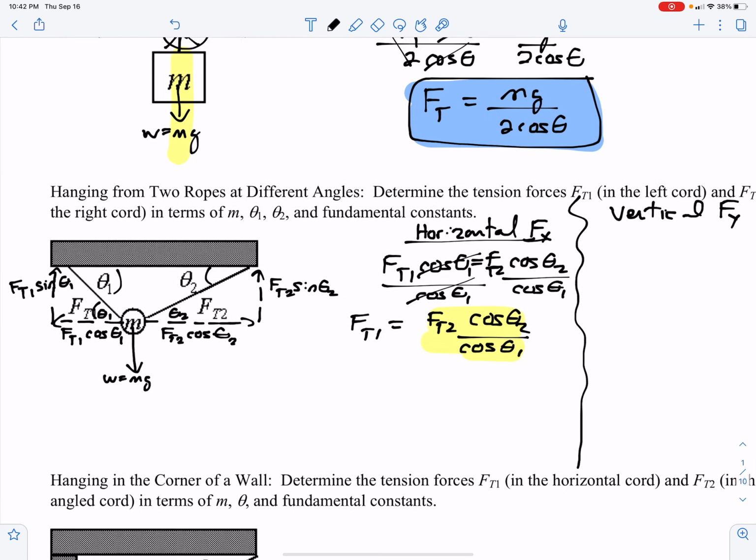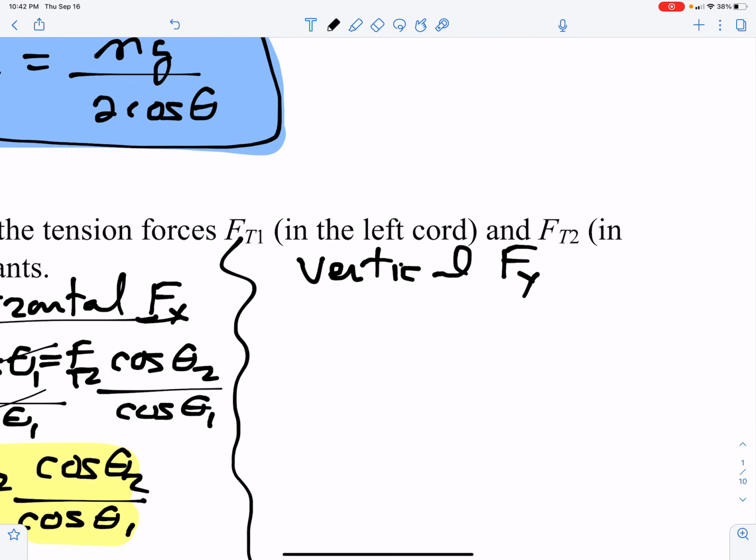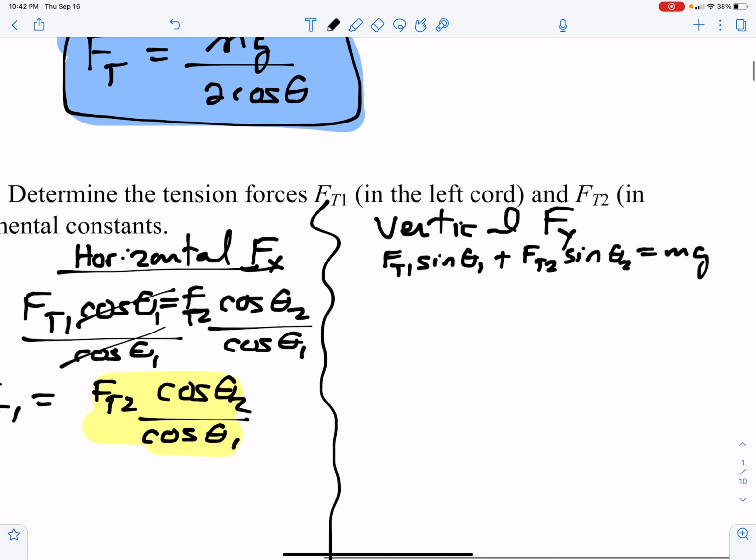And in the y direction, you have a total of 3 forces. 2 forces go up and 1 goes down. So we have F_T1 sine theta 1 plus F_T2 sine theta 2 equals mg. Well, right about now is where we're going to take our value for tension 1 and substitute it right there in place of tension 1.